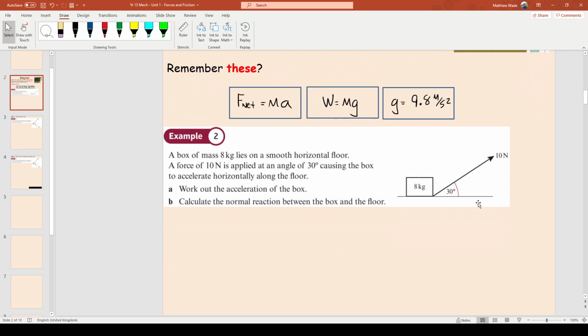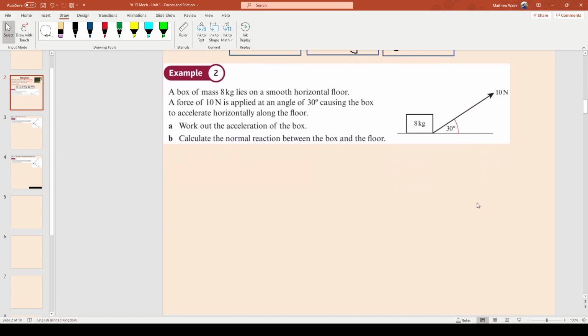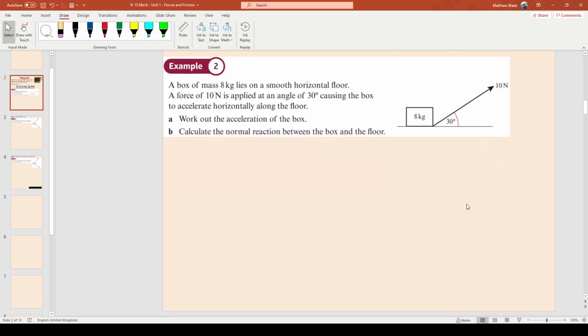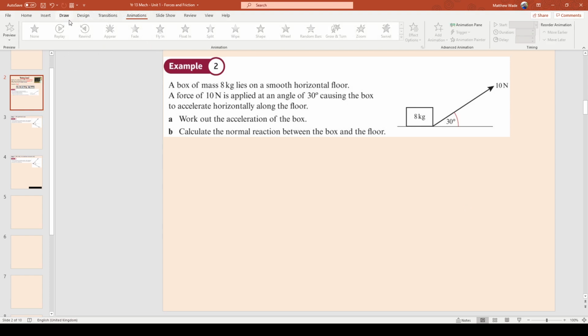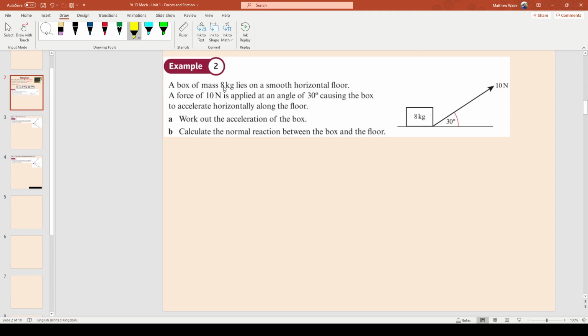So I've picked a harder question to start with, and let's see if you can remember. Here's what we've got. It is a box of mass 8 kilograms lying on a smooth horizontal floor. Whenever you see the word smooth in a question, that just means that there's no friction. So it's a frictionless surface, and it's on a horizontal floor.